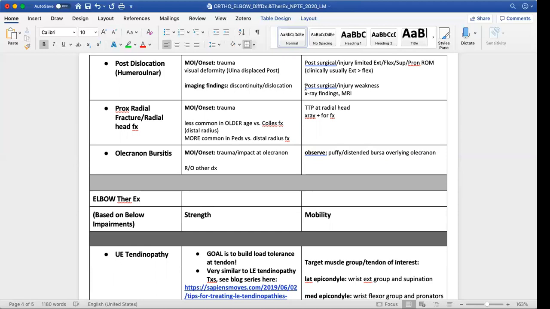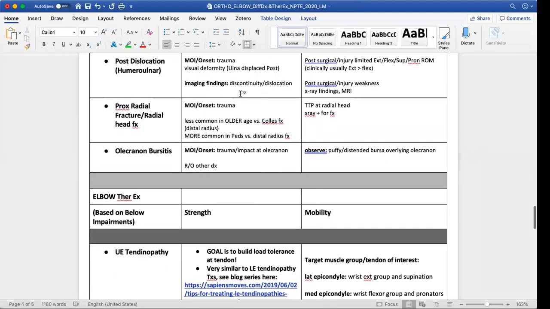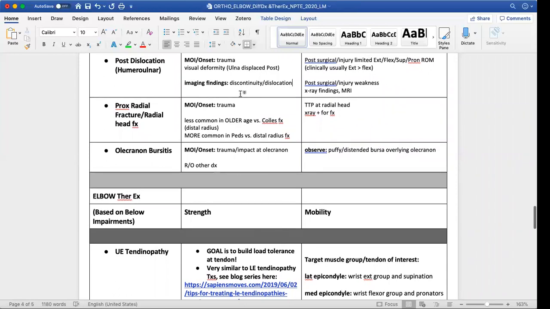I feel like this is a diagnosis where they know there's been a trauma. They're not going to seek physical therapy as first line of care, but you will see these patients down the road a little bit for dislocation. So that'll be important to think through what some of their deficits might be and how you're going to help treat their limitations in motion and strength.